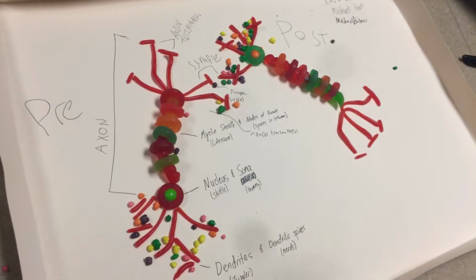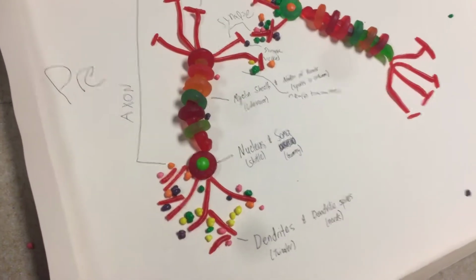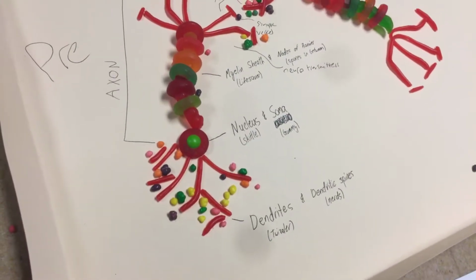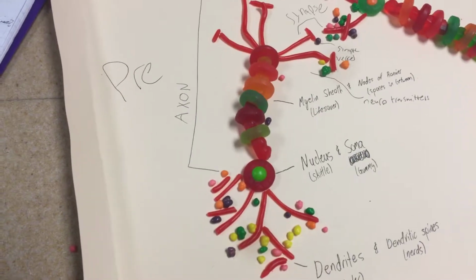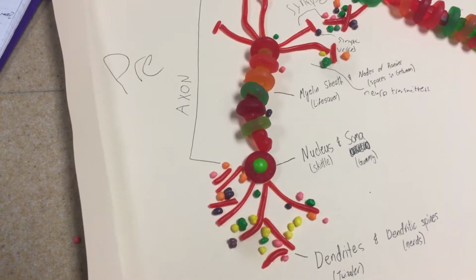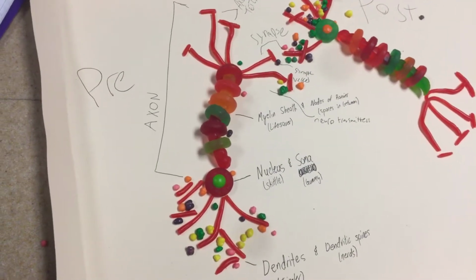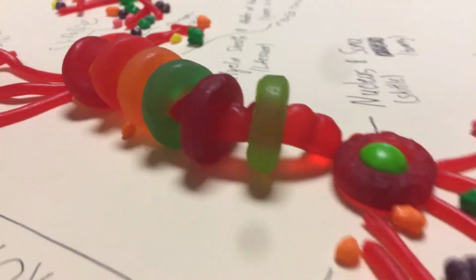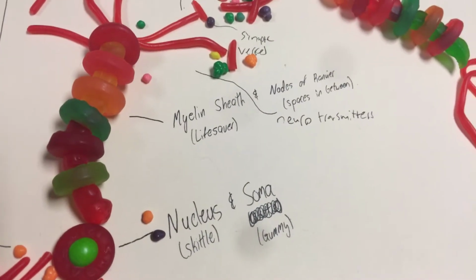So the nucleus is located in the middle of that lifesaver. It's like the identity of the nerve. It has the DNA, stuff like that. Without it, the nerve couldn't function. And then lastly, we have the nodes of Ranvier, which are represented by the gummy worm right here. So the action potential and neurotransmitters travel through this to get to the process of synapsis.